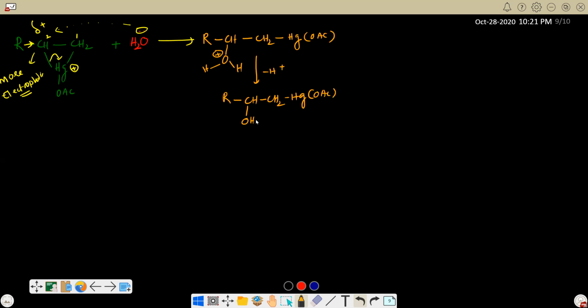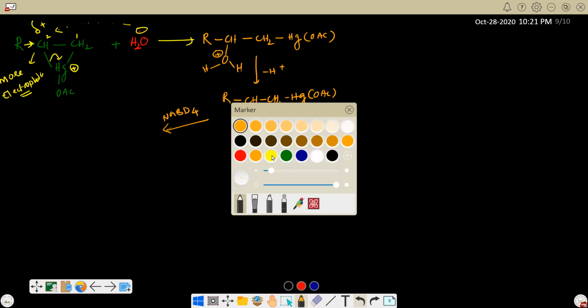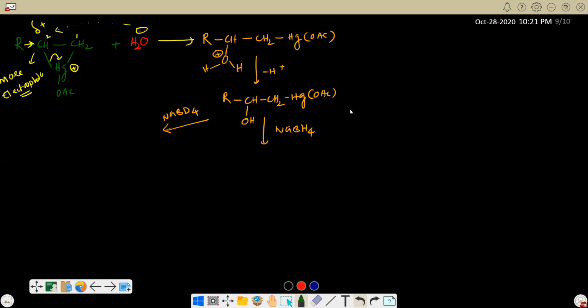So now you treat it with sodium borohydride, and in this case, if you take sodium deuterohydride, NaBD4, we get two types of products. So what is one product here? It is RCHOH, CH2. So here it is H, because this H is transferred from here.